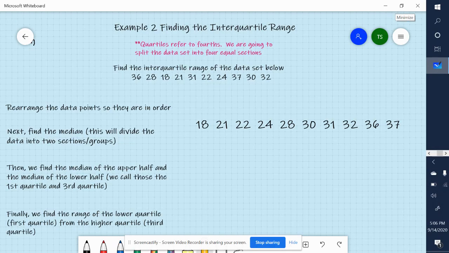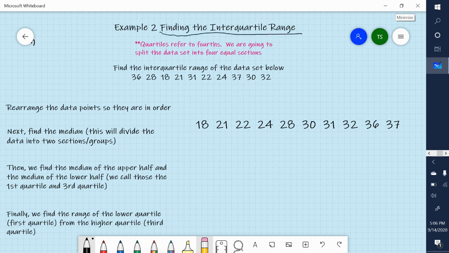Good morning, everybody. What we're going to do today is learn about the interquartile range and how to find the interquartile range. Now, quartile, you'll see the word quart in there. Quartile refers to fourths. So what we're going to do is take this data set and break it into 4 equal parts so that we can find the highest quartile and the lowest quartile and find the difference between the two, or the range between the two.